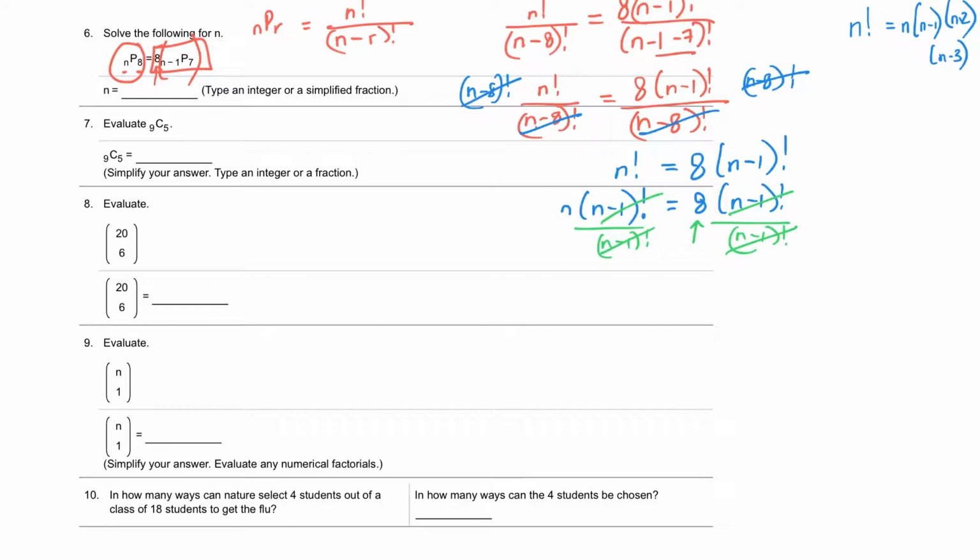I don't like that question. Don't worry about that one. All right, the next question, 9 choose 5. That's just a calculator question. Let me get my calculator going here.